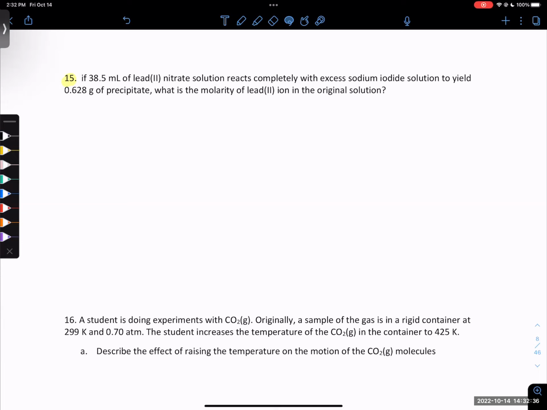So what type of chemical equation? Balanced. Lead-2 nitrate, Pb(NO3)2, is that aqueous or solid? It's aqueous. This is a precipitate reaction. It's aqueous because nitrates are always soluble, right? What about sodium iodide? Also soluble. Sodium's always soluble, right? And we're gonna get PbI2, which is what?